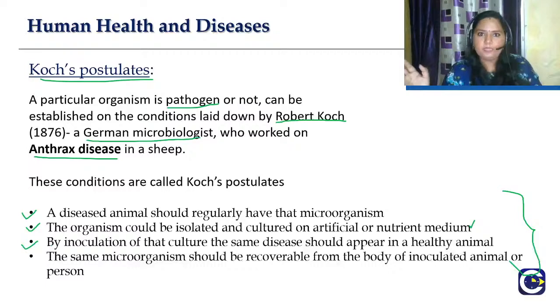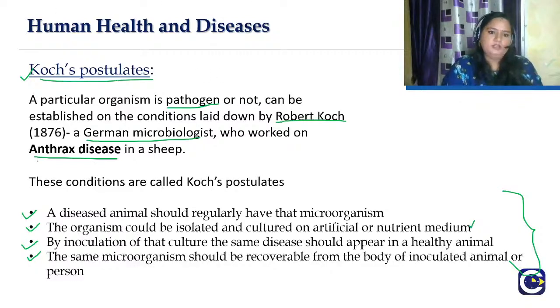Am I clear? So the last one, the same microorganism should be recoverable from the body of the inoculated animal or person. Again, it's just like a cycle. The same microorganism should be extracted from the infected person. We only infected the individual, but still the same microorganism should be present inside his or her body. These are the four conditions proposed by Robert Koch to identify any particular organism as a pathogen.